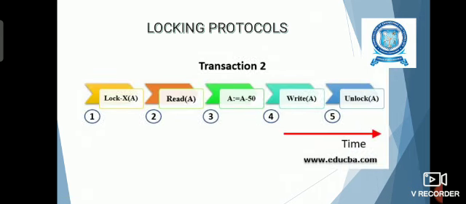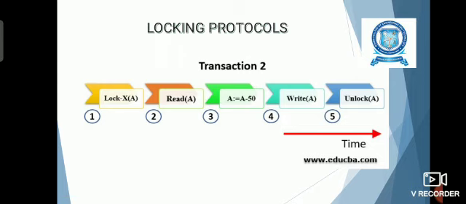Now let us see the locking protocols. Before that, one more example we can see. Transaction 2 wants to access the account A. Transaction 2 is going to update the item account A.